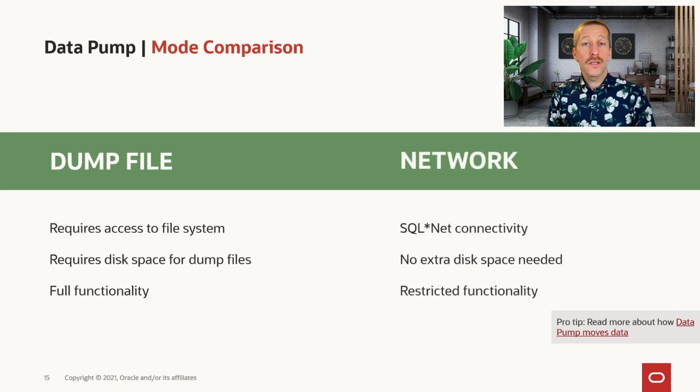In contrast with Datapump in network mode, you don't need access to the file system of the database host, but you need to have SQLnet connectivity between the two databases, because we need to establish a database link so we can fetch all the data over the network link. You don't need any extra disk space in this case because Datapump in network mode will not generate a dump file. But there are a few restrictions that apply when you use Datapump in network mode.